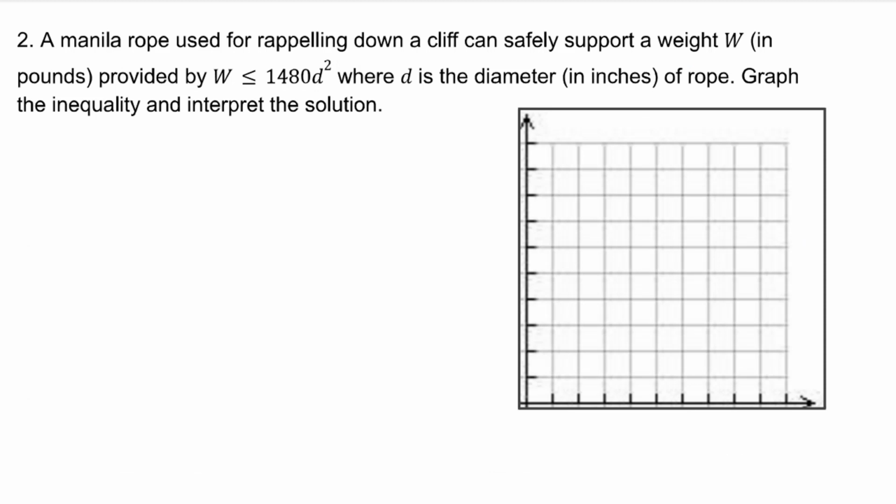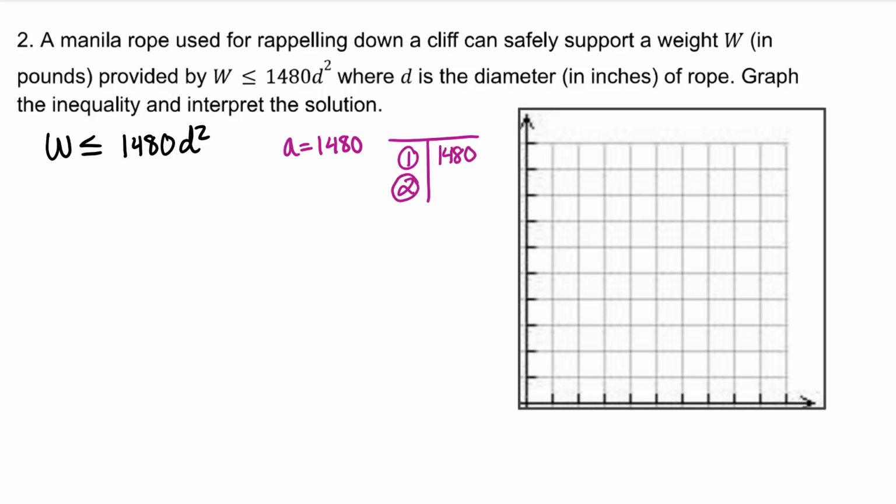A manila rope used for rappelling down a cliff can safely support a weight W in pounds, provided by W is less than or equal to 1480 d squared, where d is the diameter in inches of the rope. Graph the inequality and interpret the solution. Notice that we are in standard form, and a is equal to 1,480. 4 times 1480 is 5,920. You can see we have no horizontal shift or vertical shift, so our vertex is at 0, 0.